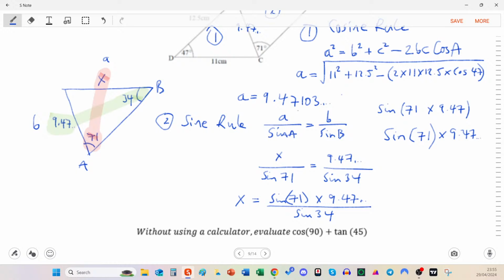It's still in my calculator, that number. So 9.471 multiplied by sine 71 is 8.9 divided by sine 34. X is 16.